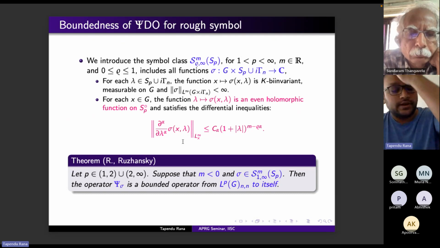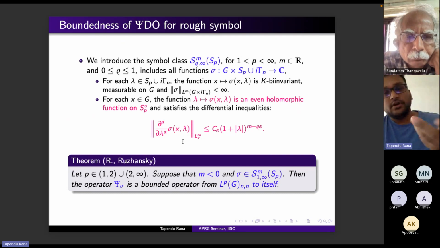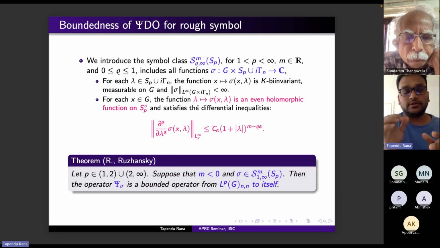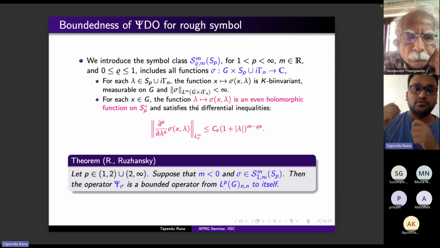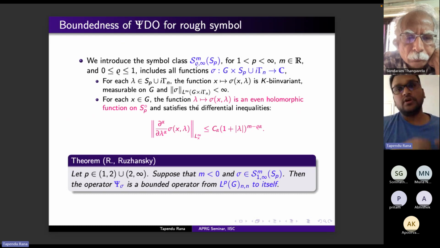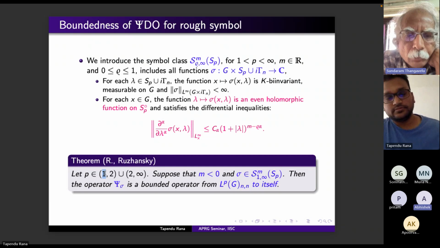We also handle the p equal to 1 case, but to define the symbol class for p equal to 1, we need to be careful with the n. For n odd and n even, we need to introduce some more notation. That's why I avoided it. But yeah, we got some result for the p equal to 1 case too. You can also take ρ equal to 1 here. I mean, any ρ here.